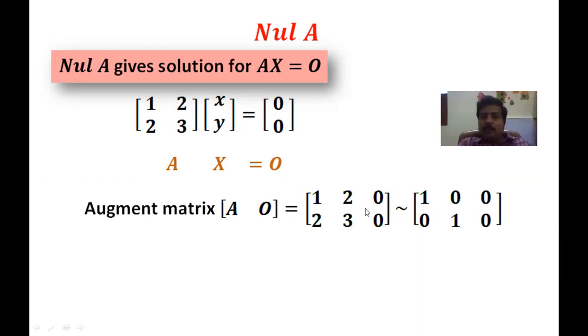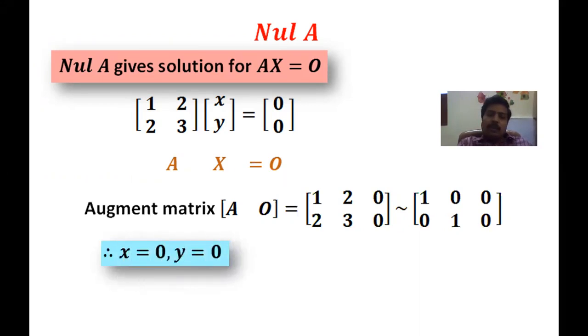So from this, the obvious solution is x is equal to 0 and y is equal to 0. So x is equal to 0 and y is equal to 0 is the only solution for this equation.